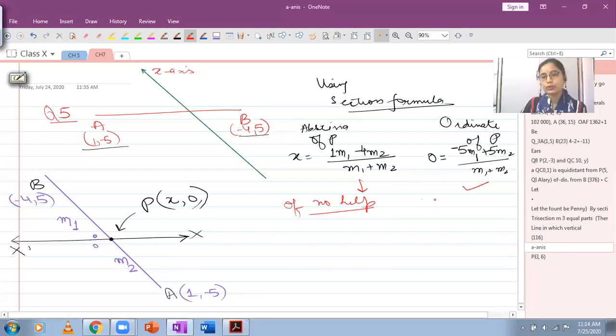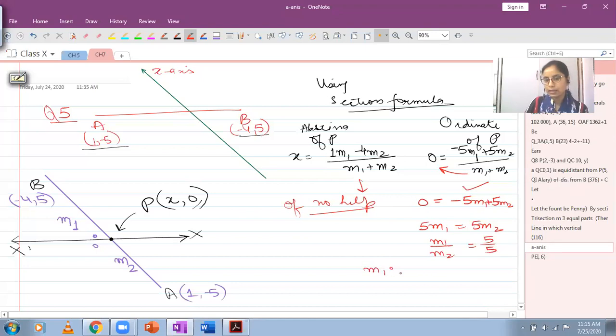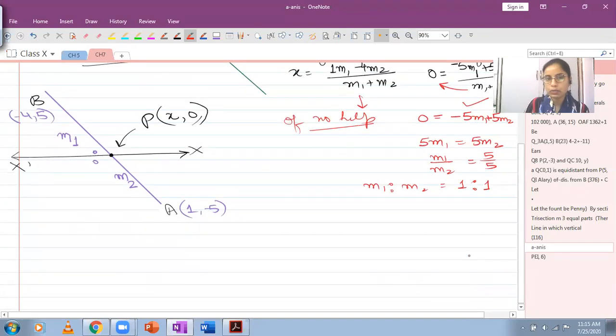All right. So if we just solve this, we get the equation as this. The denominator when transposed to the left hand side will become 0. From here 5m1 equals 5m2, and I want to find out the ratio m1 is to m2, which will be 5 over 5, and hence m1 is to m2 is equal to 1 is to 1. So the ratio in which x-axis divides AB is 1 is to 1. That means x-axis actually is bisecting AB. It is dividing it into two equal parts.